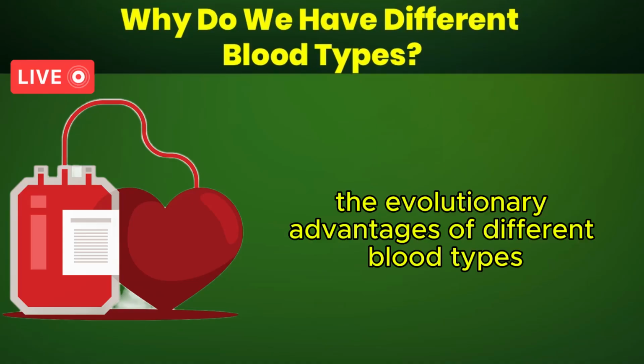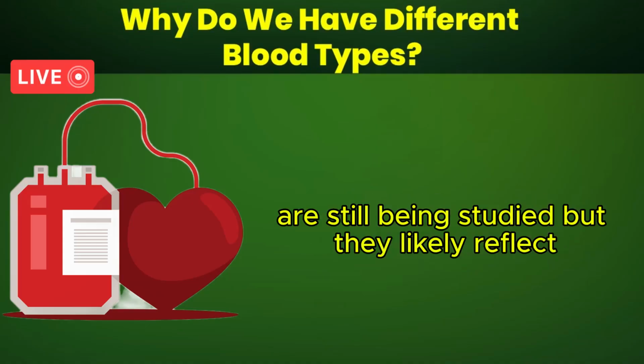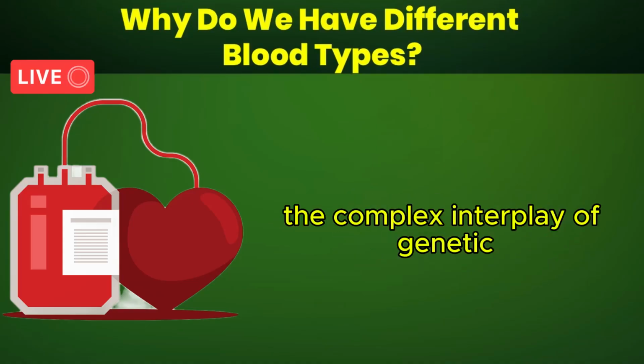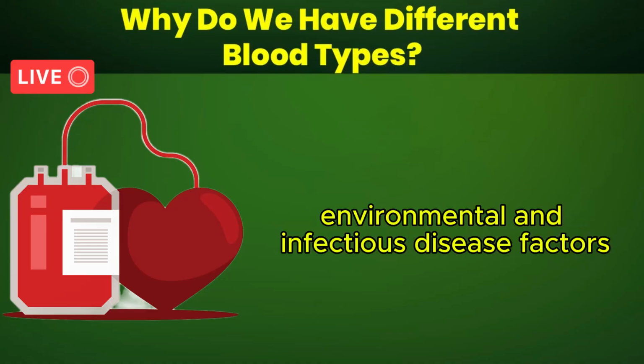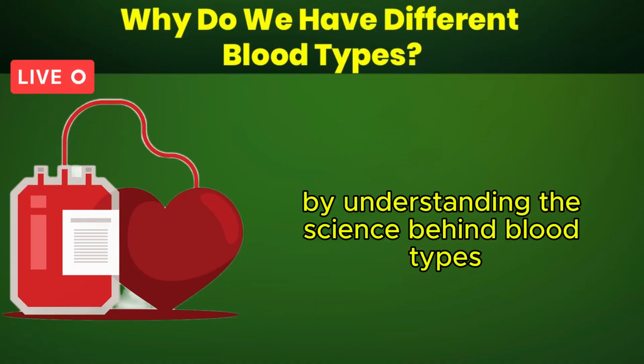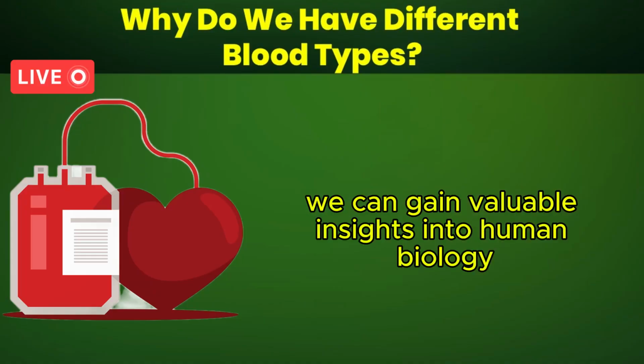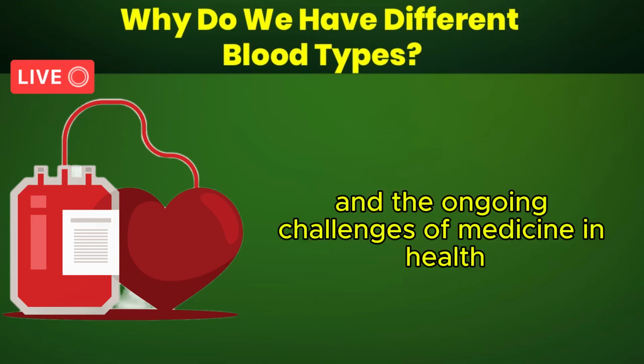The evolutionary advantages of different blood types are still being studied, but they likely reflect the complex interplay of genetic, environmental, and infectious disease factors. By understanding the science behind blood types, we can gain valuable insights into human biology, history, and the ongoing challenges of medicine and health.